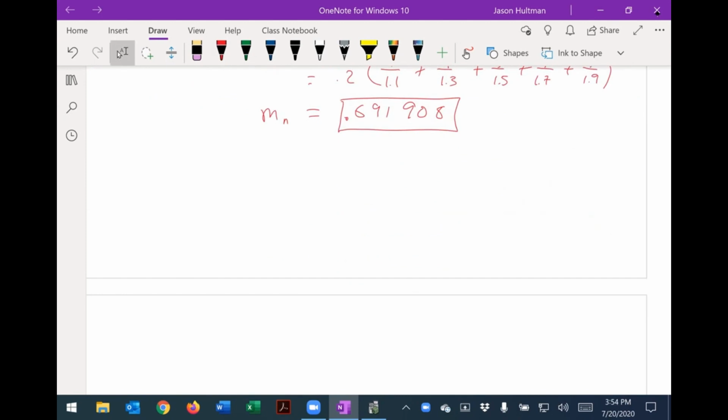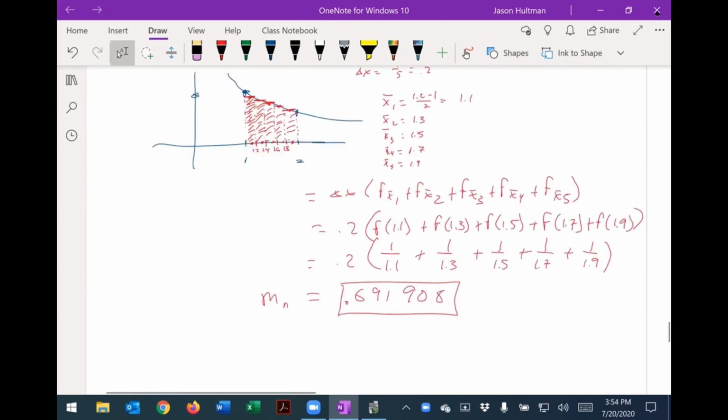Before you move on, do you mind going back to the list of your x sub 1, sub 2, and how you got 1.1, 1.3, 1.5, and so on? Yeah, so I'm taking the average of the x values. So it's x bar 1.